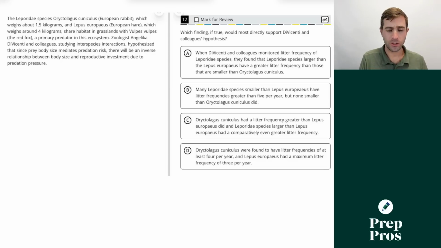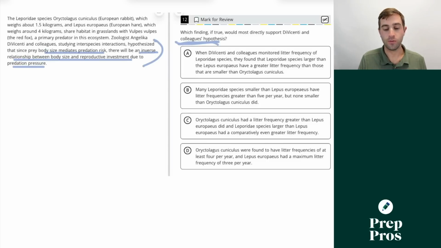Now, for these support or weaken the claim questions, whether it's a hypothesis, a claim, an argument, whatever it is, the first thing as we're reading through is to make sure we identify that. So here, it's going to be really easy to find, right? They hypothesize that since prey body size mediates predation risk, there will be an inverse relationship between body size and reproductive investment due to predation pressure.